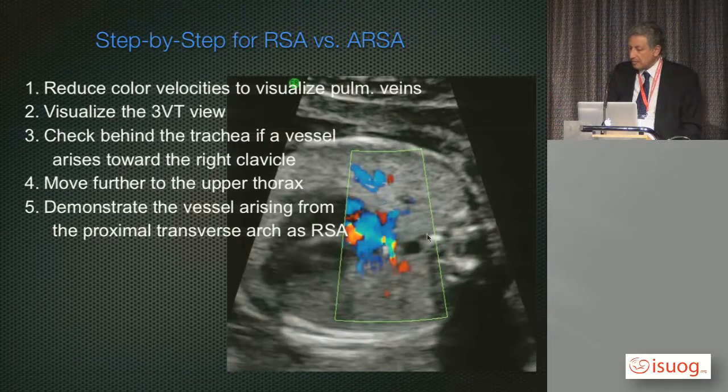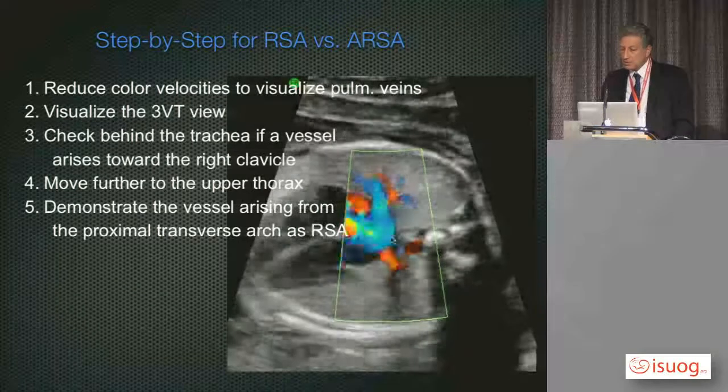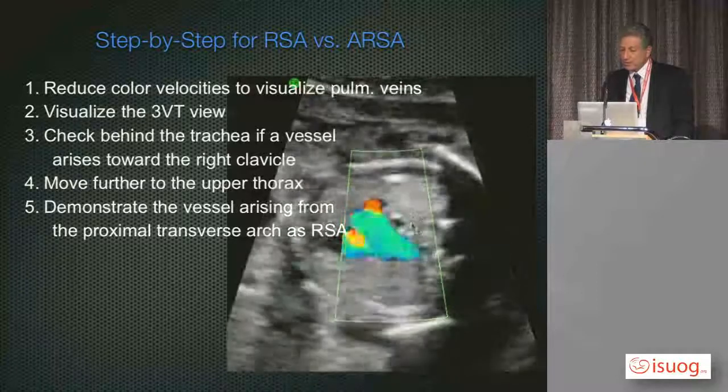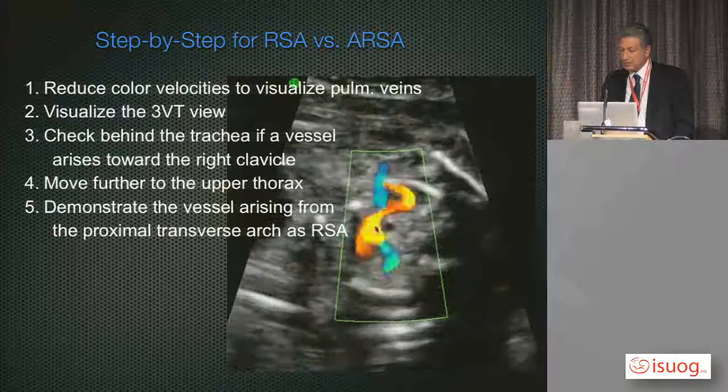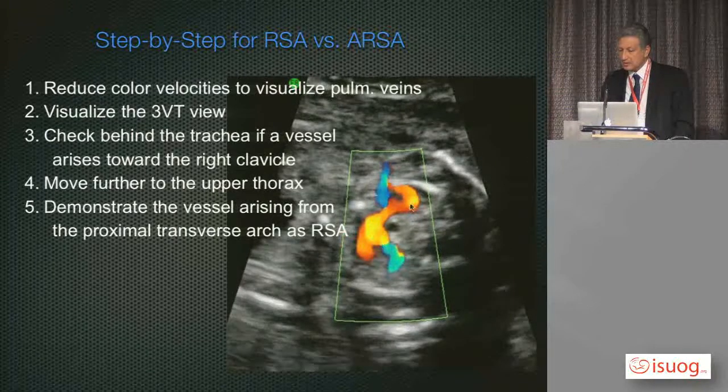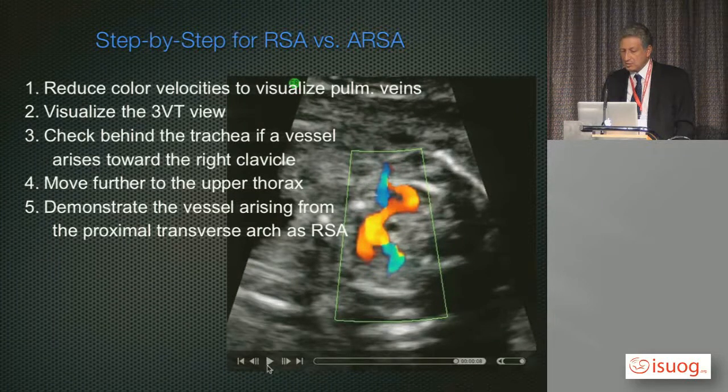If you don't see an aberrant subclavian, then you move further to the upper thorax, at the level where you may even leave the aorta, and then you see an S-shaped vessel going toward the clavicle. And this is how it's done. The color is low. You see the pulmonary veins. You see here this red dot was the azygos vein, and then in the three vessel view, we went up until we see this S shape. This is the clavicle, and this is the vessel. This is the trachea. I'll show you again.